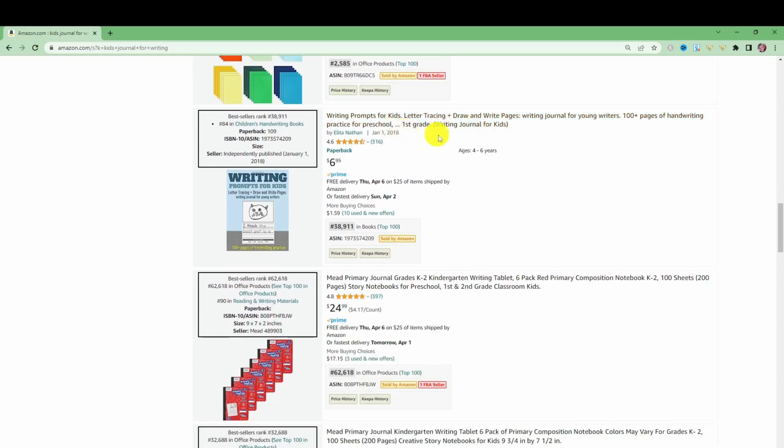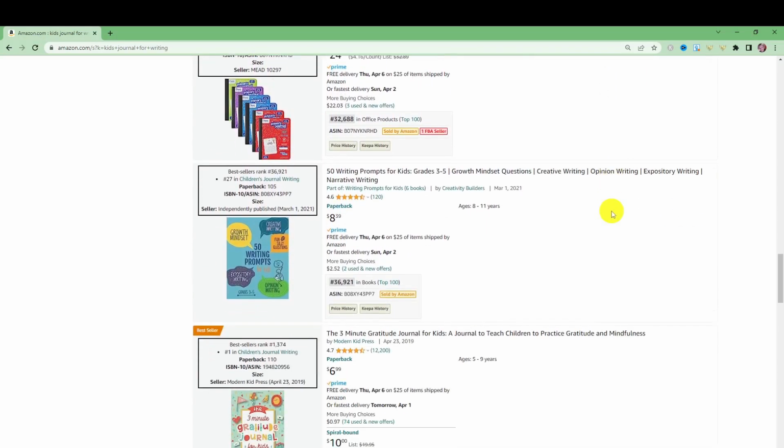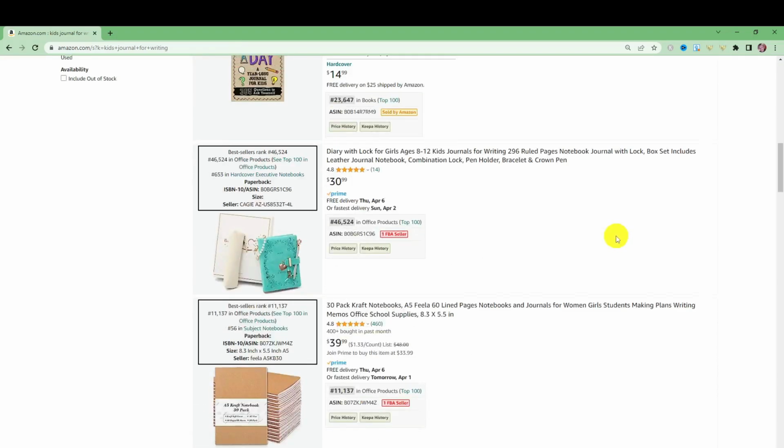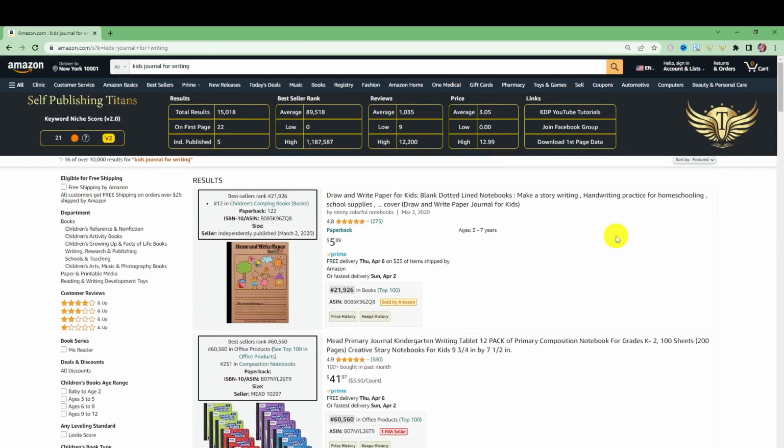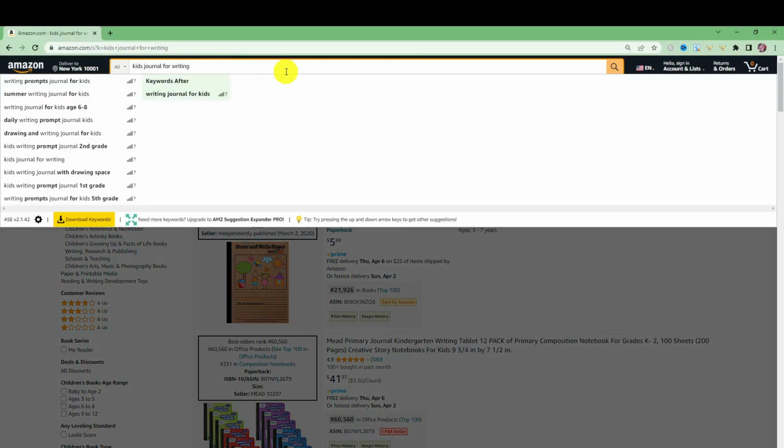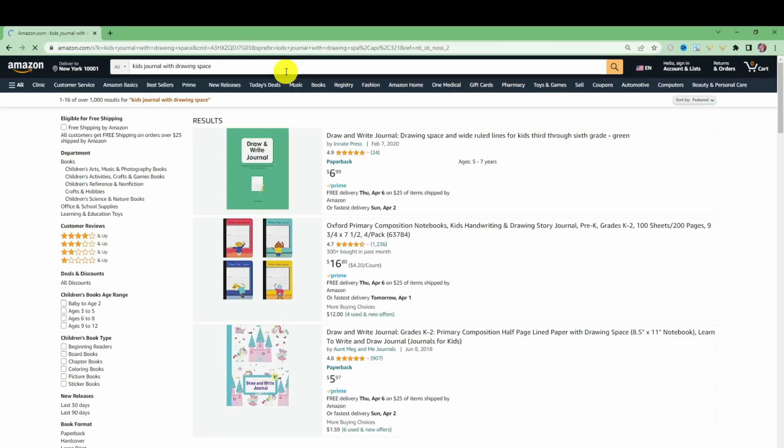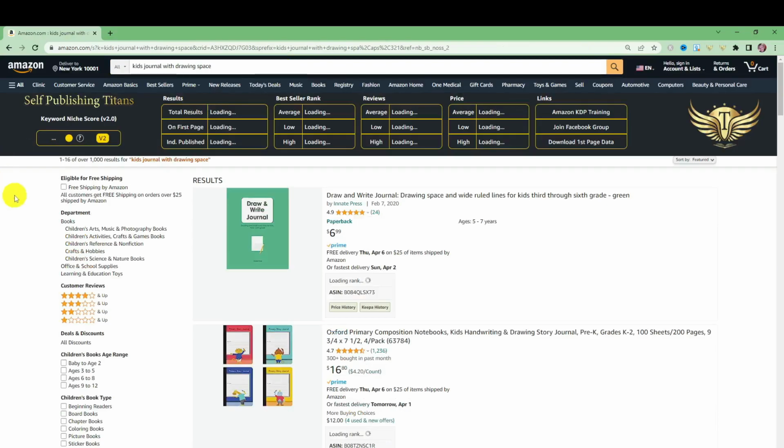But look at this one. It was published in 2018. It's got a bestsellers rank of 38,000. It's doing very well. It's on the front page for this keyword. But what I did see when I looked up here, because I'm thinking, right, I need to niche down more, is draw and write paper for kids. I thought that was quite interesting. So maybe we try kids journal with drawing space.